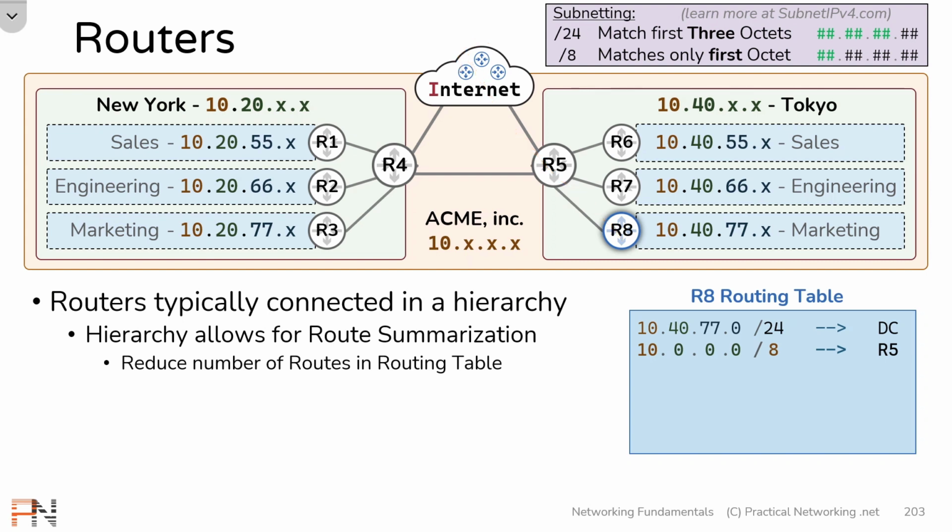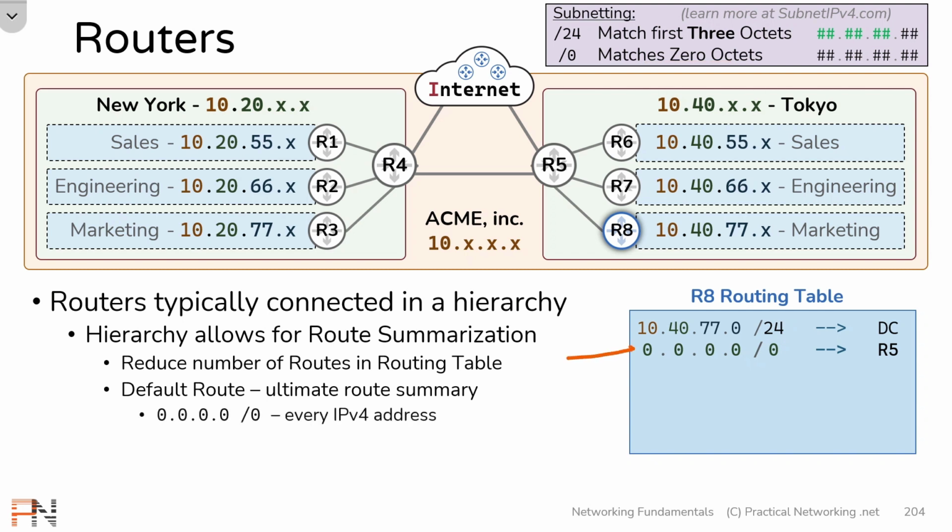To do so, we're going to give router 8 what's known as a default route. A default route is sort of like the ultimate route summary. It looks like this. It uses a /0 route. Just like a /24 matched on the first 3 octets, and a /16 matched on the first 2 octets, and a /8 matched on the first octet, a /0 would indeed match on 0 octets, which means every single IP address is matched by this particular route.